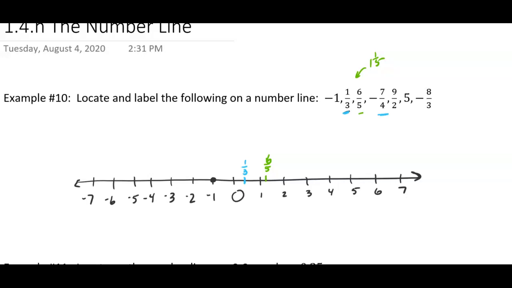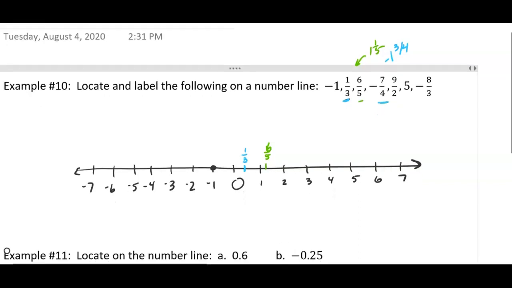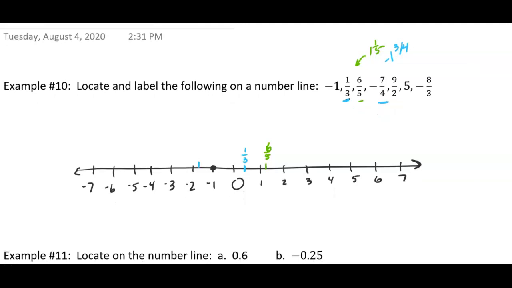-7/4. Okay, so that's like -1 3/4. So I'm going to go to -1, but then I need to go more to the left. So it's going to be like, let's see, maybe around there. Probably a little more to the left the way I have it drawn, but -7/4. Okay.